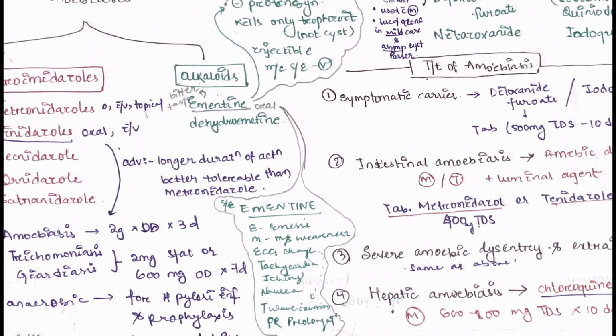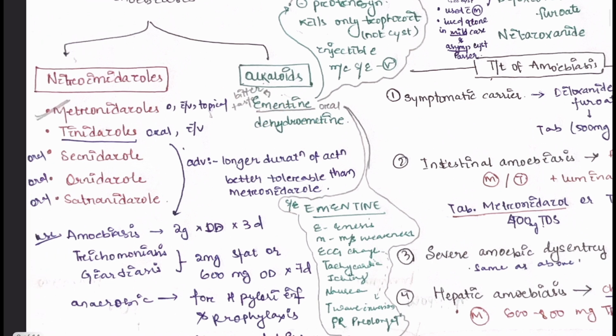Another alkaloid is dehydroemetine. So these are the two types of alkaloids, and these are the nitroimidazoles.